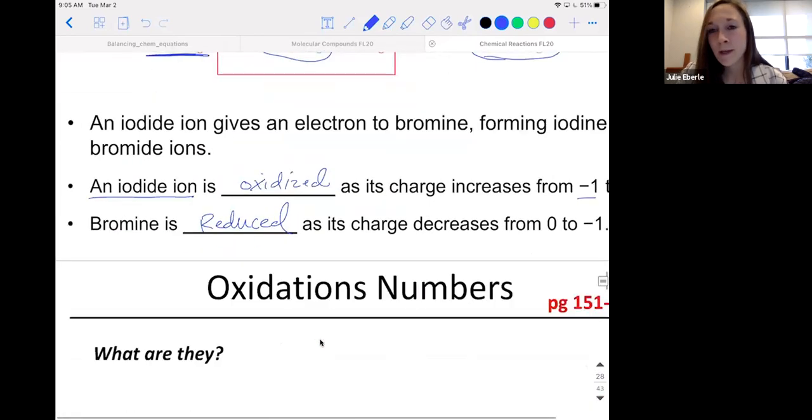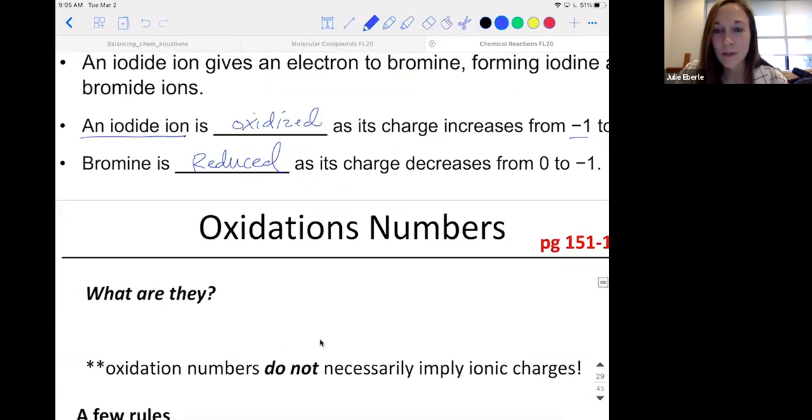All right, what we've been doing without me even telling you is we've been assigning oxidation numbers, and these feel very much like charges, okay? So if you want to think of them as charges for now to help you, that's okay. I just want to point out the fact that oxidation numbers are different from charges.